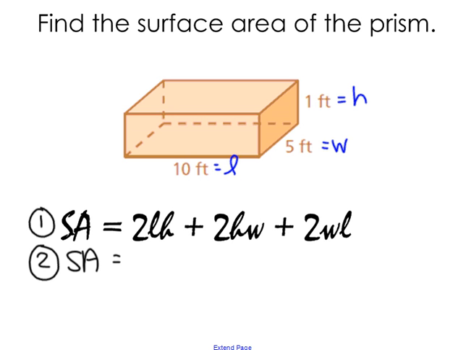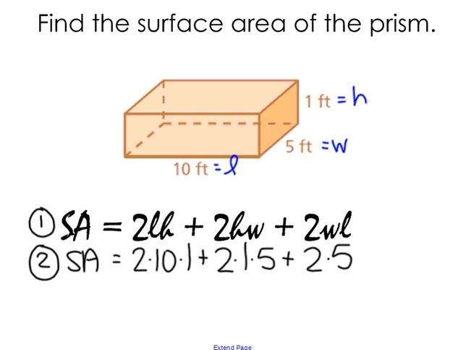Okay, so step 2, we have 2 times length, which is 10, times height, which is 1, plus 2 times the height, which is 1, times the width, which is 5, plus 2 times width times length. So step 2, I'm just substituting in those values. Now on step 3, I can start to combine things.